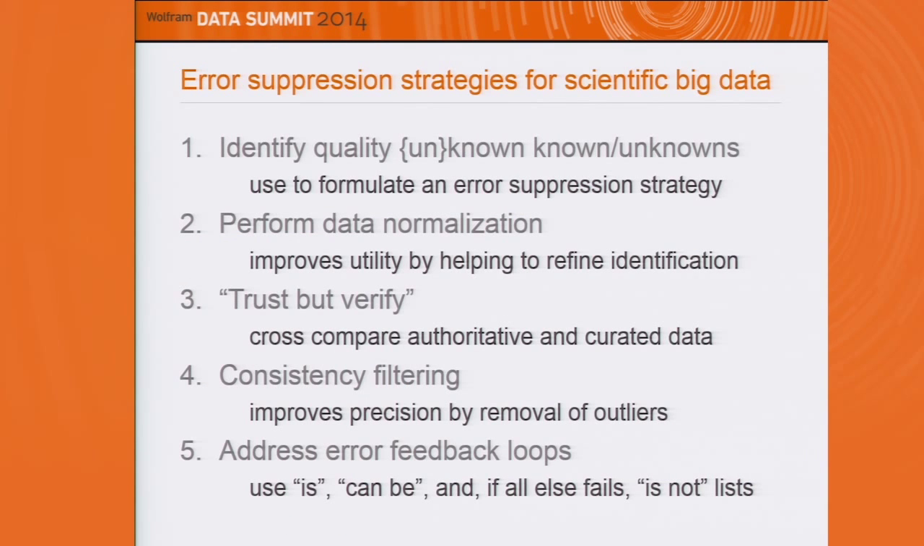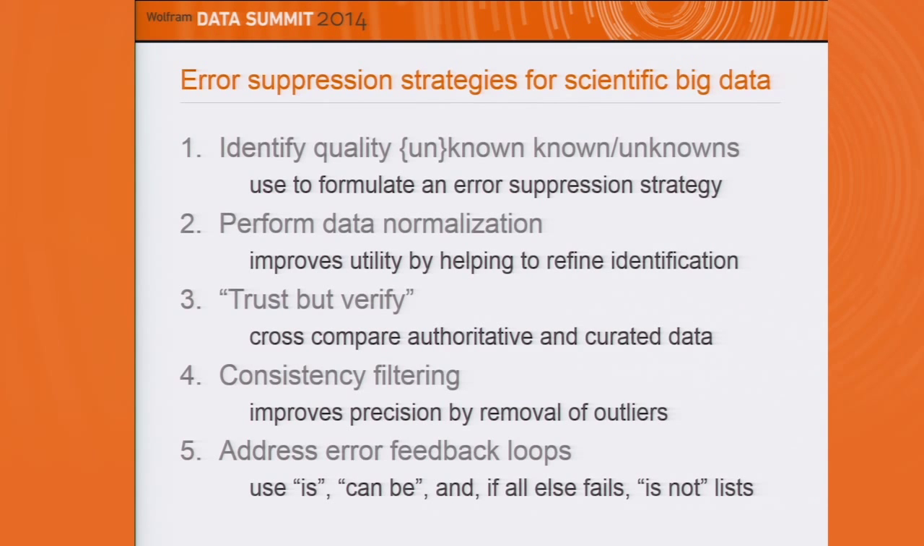So in terms of my top five quick error suppression strategies: identify quality, understand your information, the known knowns, the known unknowns, and so on. Normalize your information. Trust your data, but verify it. Cross-compare it. Work with your various curated sources, and if you don't have multiple sources, get them, so you can get second or third opinions about what things are. The more opinions, the better, in my mind.